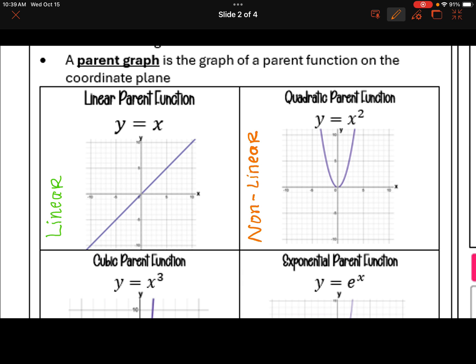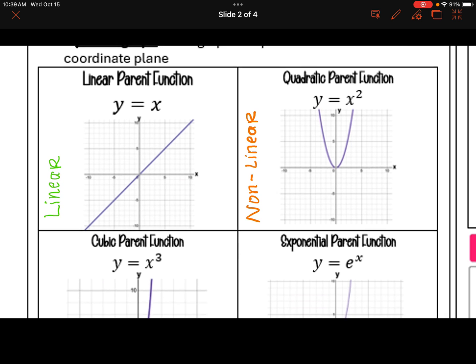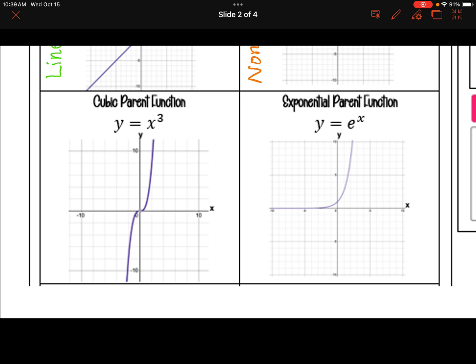We are going to do a lot with quadratics in second semester. We also have the cubic parent function, another example of a nonlinear. We have the exponential parent function, which is where x is now in the exponent. We will do a lot with this in the third 9 weeks. So another example of nonlinear.